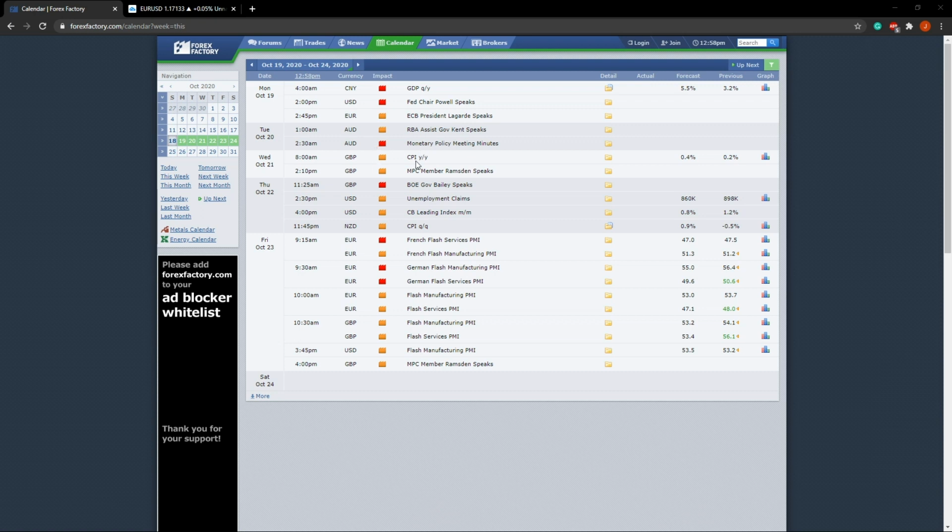Wednesday we have CPI figures at 8 o'clock in the morning. On Thursday we have the Bank of England Governor speaking. At 2:30 we have unemployment claims, and then of course on Friday quite a lot of European data coming out. So just keep an eye out on those, as they would be affecting all of the Euro and GBP pairs. There's also some flash manufacturing PMIs coming out affecting the US dollar at 3:45.